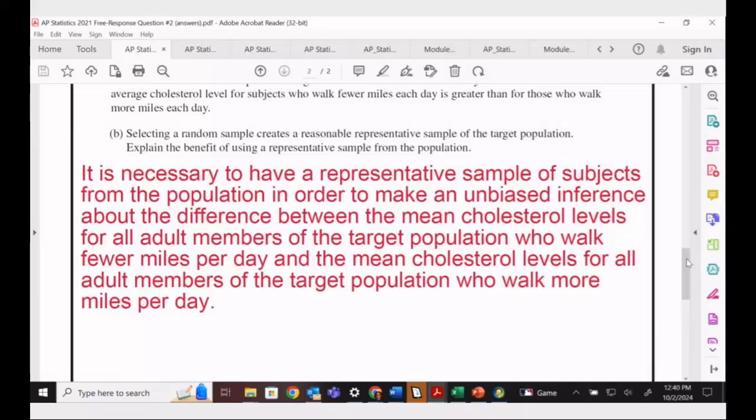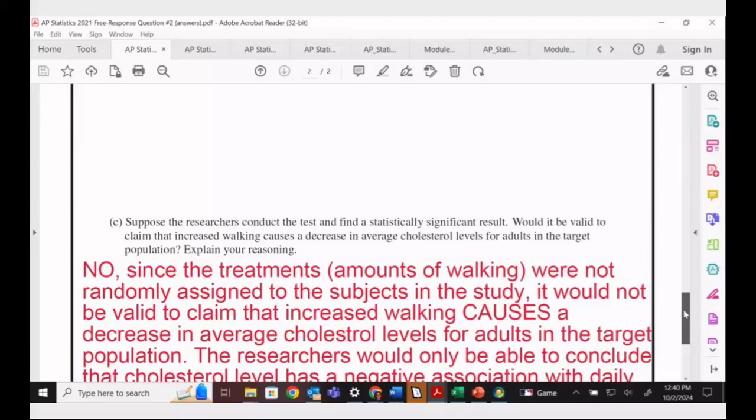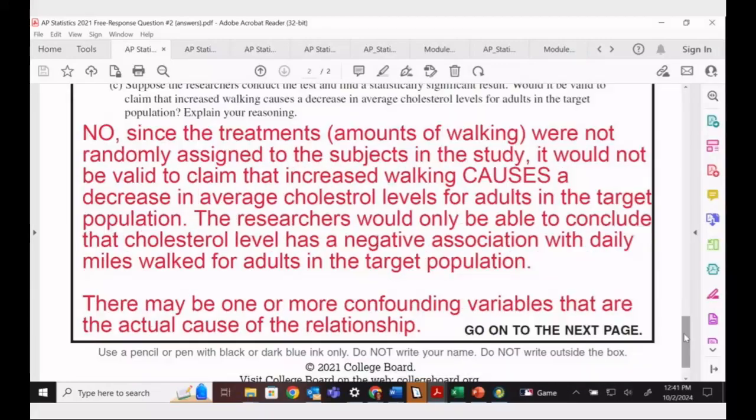And then the last part of this question, which apparently my board doesn't want to work now. Can we determine cause? No. Since the treatments were not randomly assigned, it would not be valid to claim that increased walking causes a decrease in average cholesterol levels for adults in the target population. They would only be able to conclude that there is an association. There may be one or more confounding variables.